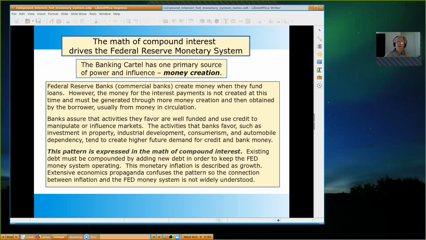Okay, the banking cartel has one primary source of power and influence, and that is the money creation that we described earlier. So the commercial banks create money when they fund loans. And I talked about how they don't create the money for the interest. So even if everything would zero out, and somehow the money that you borrowed, you could get all that money back to pay the loan back, you would not have enough because you need more for the interest, and there is no money created for that. So therefore, that would be impossible.